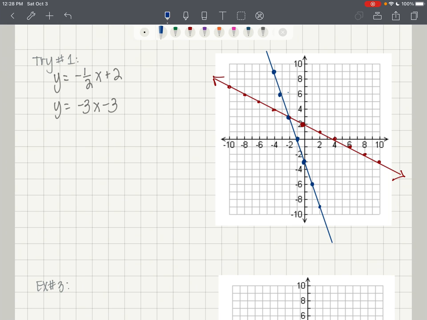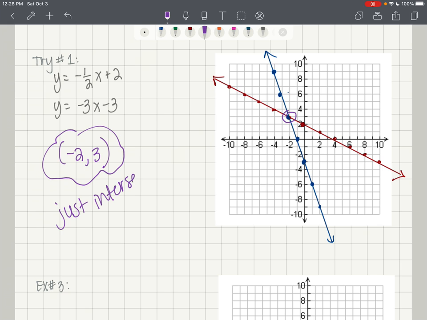And I saw where they share a point. It's this one right here, and you should have gotten negative 2, 3. And these lines are also just intersecting. Nothing special, just intersecting at one point.